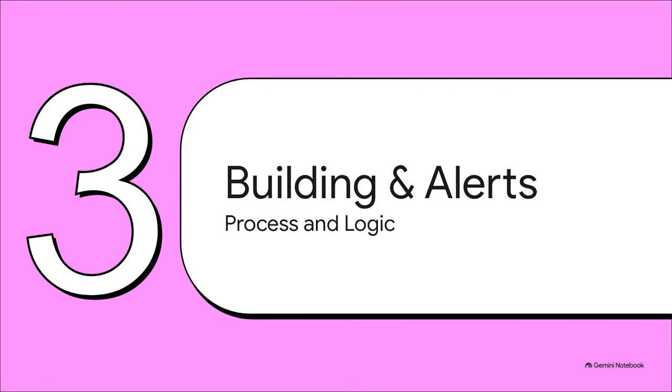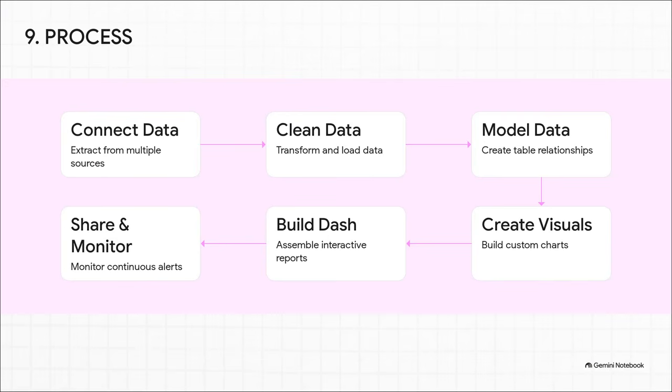Which brings us to Section 3, building dashboards and alerts. Let's break down the actual step-by-step process of putting one of these together. The process for building an audit dashboard is really a straight line. Step 1, connect. Step 2, clean. Step 3, model. Step 4, create. Step 5, build. And Step 6, share and monitor.